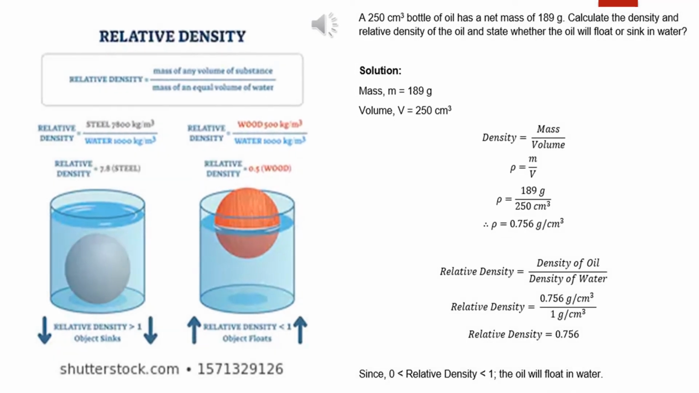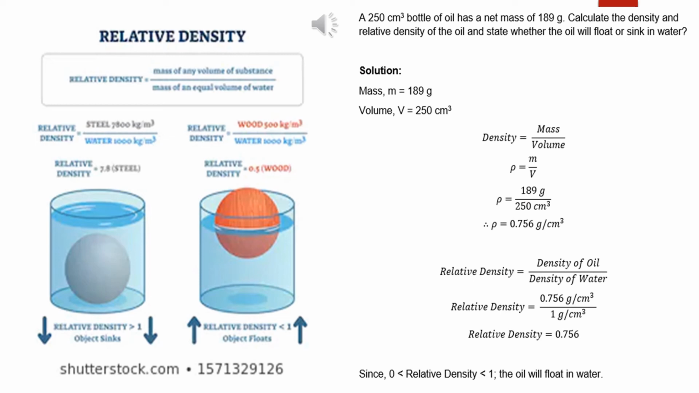Now here I have shown relative density by a diagram. You see, first diagram and second diagram. In the first diagram, relative density is greater than 1. That's why that ball sinks. And in the second diagram, relative density is less than 1. That's why the ball floats.